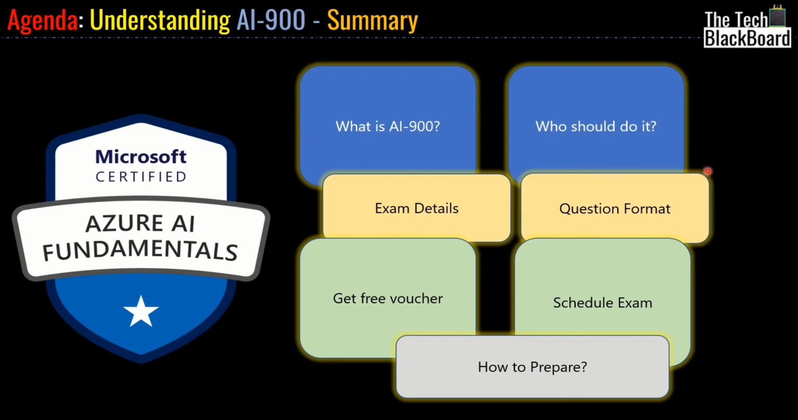Before we close this video, let's summarize what we learned today. In this video, we understood what AI-900 is, who should do it, what the exam details are, and what question format you can expect in AI-900. Besides that, I gave you details on how to get a free Microsoft Azure voucher that you can use across all the fundamental exams and give them for free. And then I gave you details on how to schedule Microsoft exams using Pearson VUE. And last but not the least, we understood the ways in which you can prepare best for AI-900.